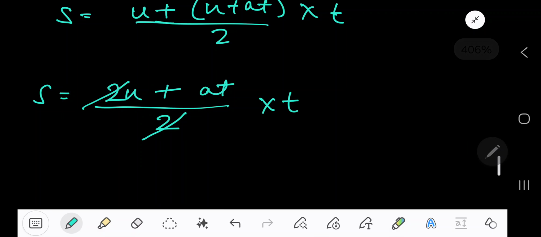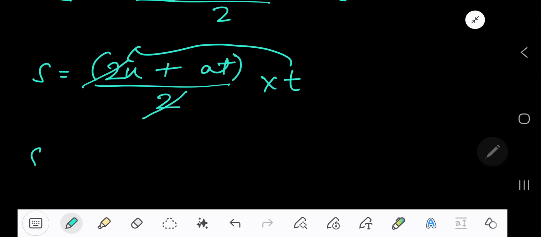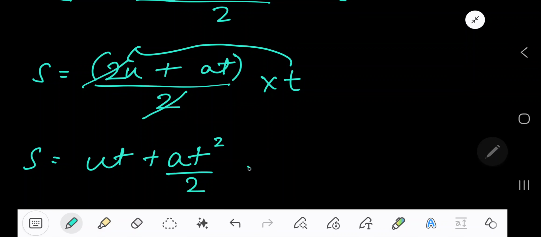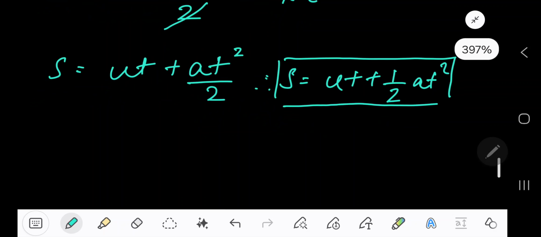So 2 will get cut, and when you multiply t with u, you get ut, and then you have plus at into t, which is at square over 2, which you can rewrite as s equals ut plus half at square. And that's how you derive this equation.